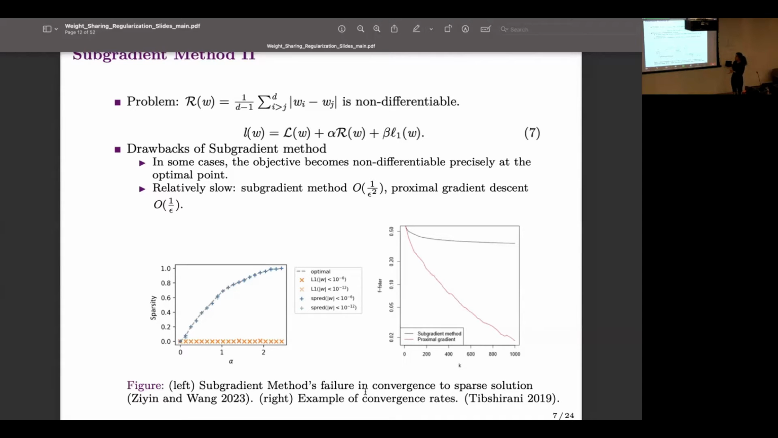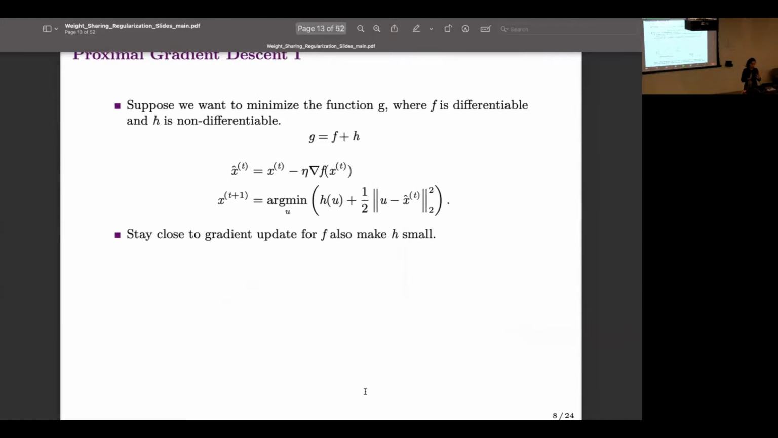Also, the second point is that the convergence rate of subgradients is slow compared to another method, which we're going to use, which is proximal gradient descent. So we're not going to use the subgradient method. Instead, we'll use proximal gradient descent. I will quickly give an intuition of how proximal gradient descent works. There are some derivations, but I'm not going to go over them. I'm just going to convince you that this is a reasonable method to work with.